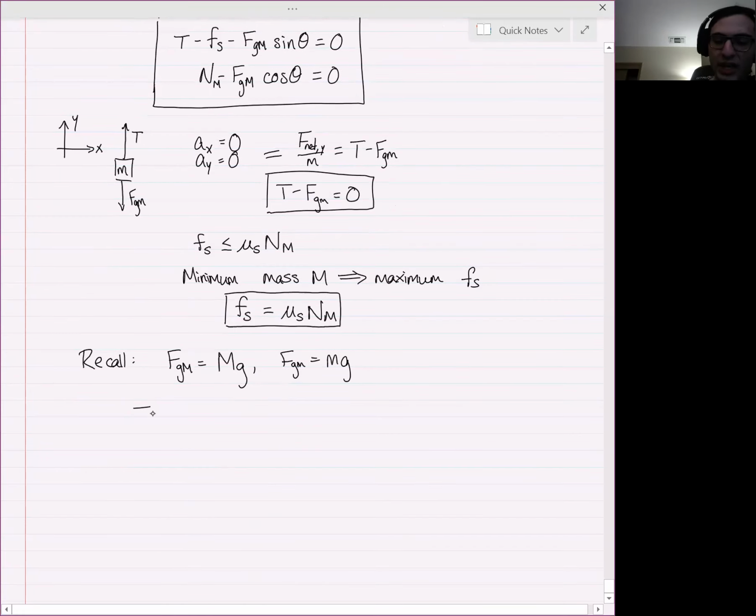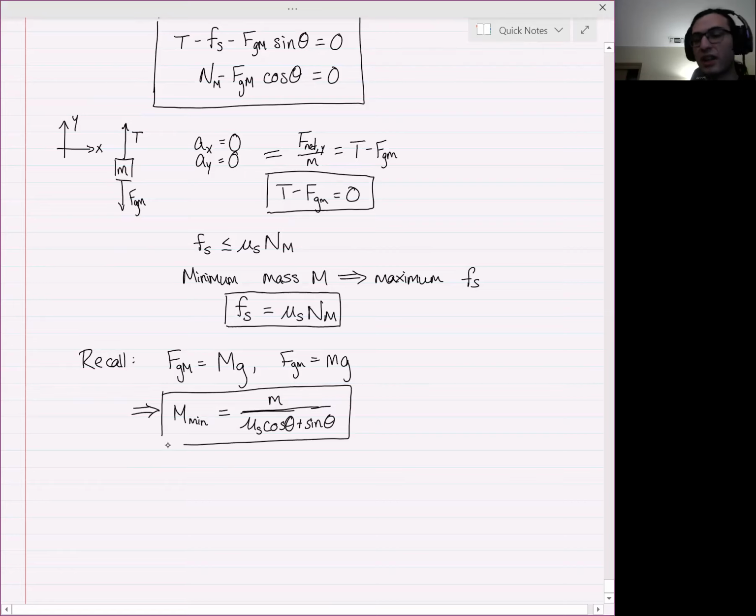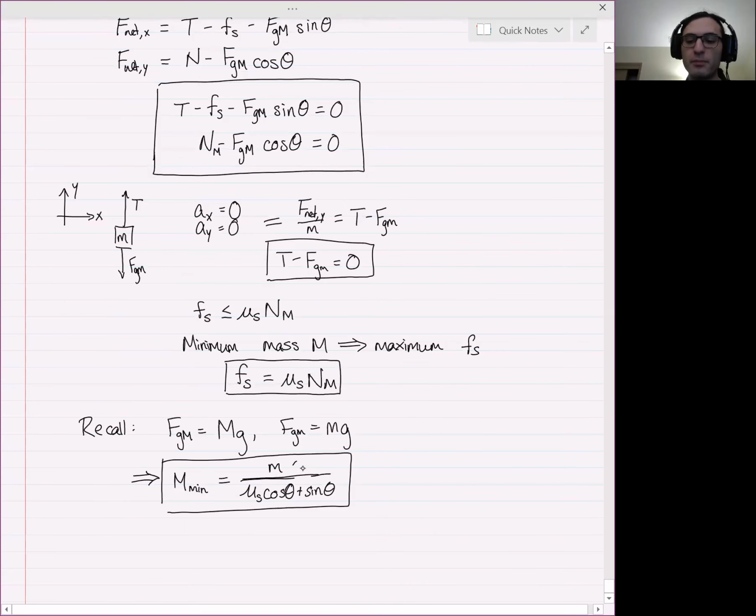At the end of the day, I'm not going to go through the algebra. At the end of the day, you end up with the minimum value of capital M is equal to lowercase m, not surprising, divided by mu sub s times cosine of theta plus sine of theta. That's the answer you get. So what does this tell us? Well, for one, as I mentioned, if you double lowercase m, you double the minimum value of uppercase M.